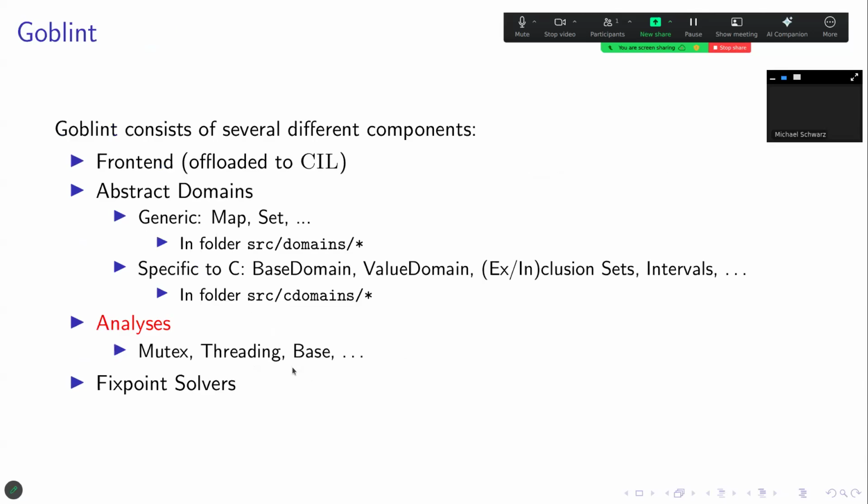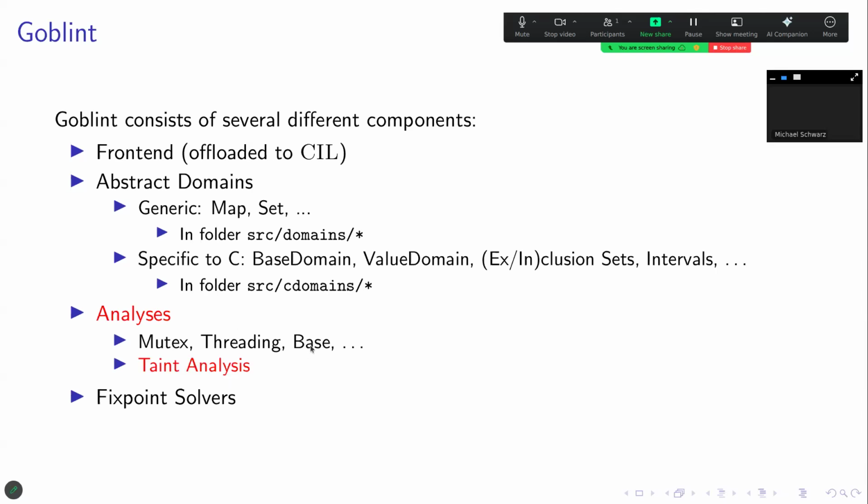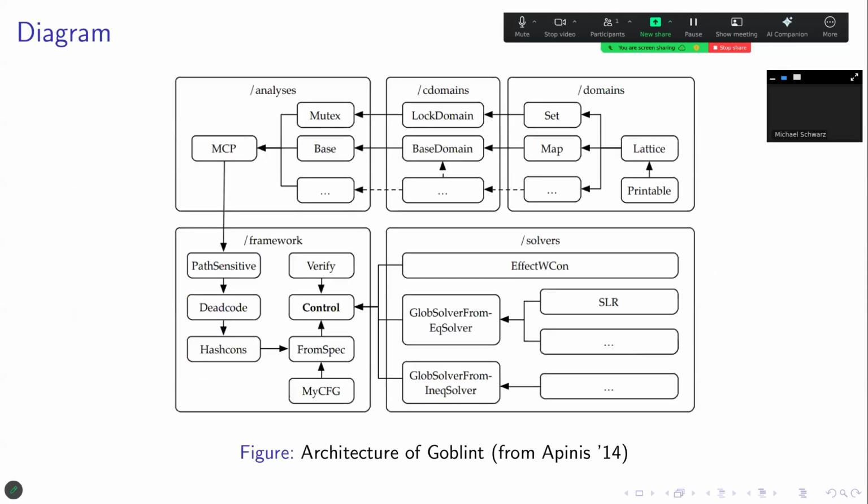So this we have already seen before. What's important here is this additional information that I'm giving you guys, namely where you can find these specific components. So for example, we have talked about these generic functors that take an abstract domain and make it into another abstract domain. And these things you can find in the source directory of the system in the domains folder. And then also we have these domains that are specific to C, and these you can find in the source folder in C domains. And yes, so these are the analyses we have seen so far, and the analysis you will be adding will be this taint analysis. That's the architecture.